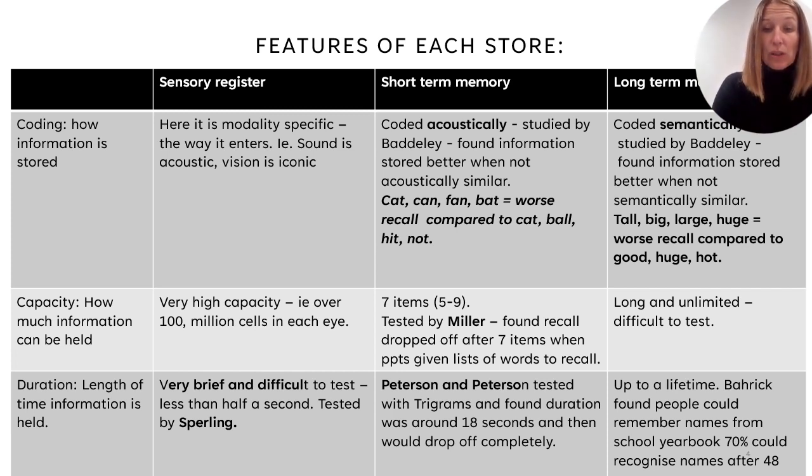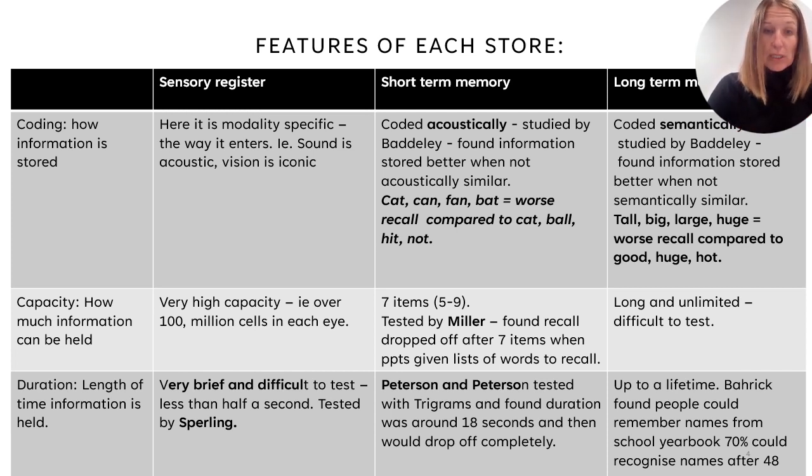And it was found that when the words got more than 7 items, the recall was worse. Miller said that actually recall was between 5 and 9 items, and that's been repeated lots and lots of times, and it does tend to fit around that. So he said 7 plus or minus 2, or 5 to 9 items, either way of remembering is fine. And long-term memory, easier. Long and unlimited.